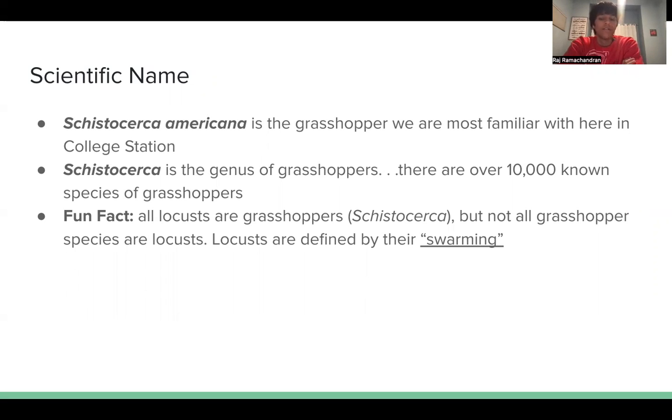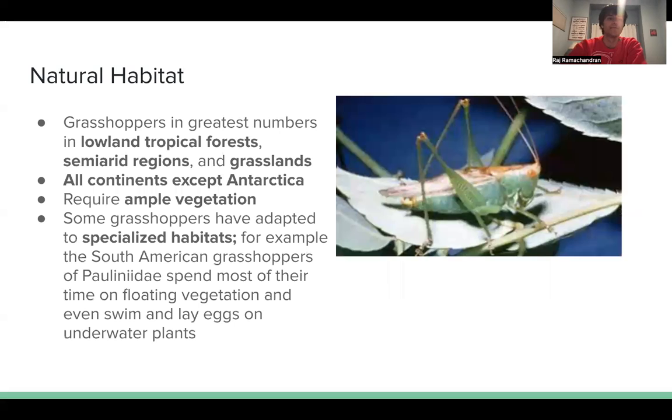A little fun fact: all locusts are grasshoppers, but not all grasshopper species are locusts. I didn't know this. I thought they were two different things, but locusts are actually grasshoppers, distinct from other grasshoppers in that they swarm. They create these massive swarms. They're sometimes called plagues. That massive swarming is what distinguishes a locust from a grasshopper.